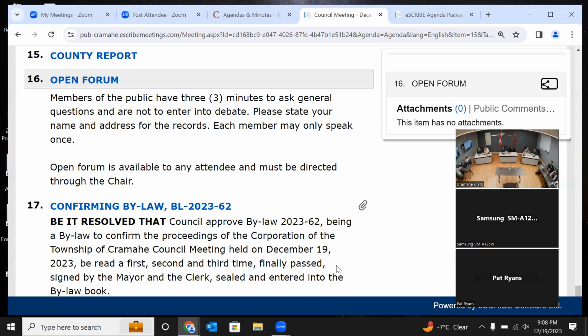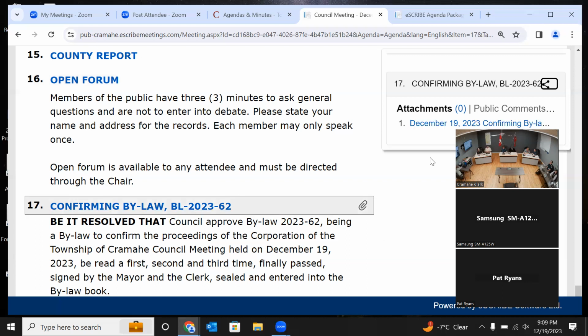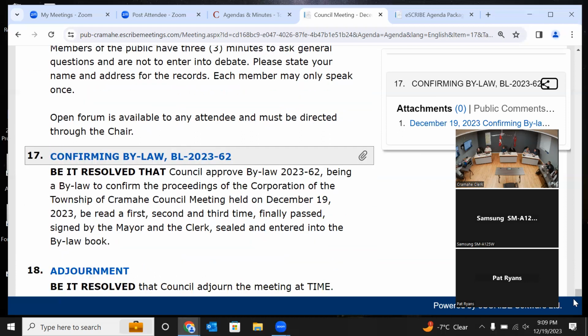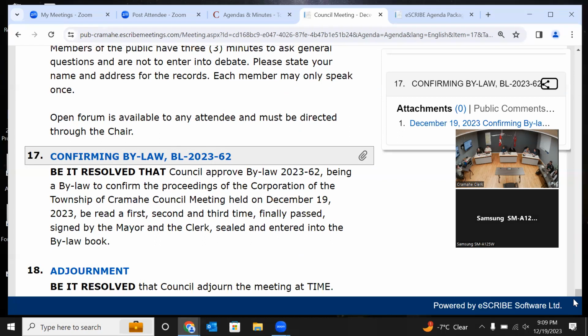We move to the confirming bylaw 2023-62. Resolution reads, be it resolved that council approve bylaw 2023-62, being a bylaw to confirm the proceedings of the corporation of the Township of Cramahe council meeting held on December 19th, 2023, be read a first, second, and third time, finally passed, signed by the mayor and clerk, sealed and entered into the bylaw book. Could I have a mover and a seconder, please? Moved Arthur. Second Hamilton. All in favor? Aye, Arthur. Aye, Hamilton. Aye, Scriver. Van Egmond, aye. Martin, aye.